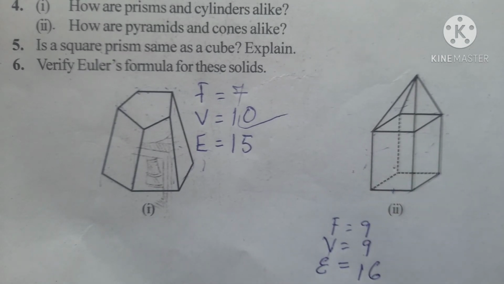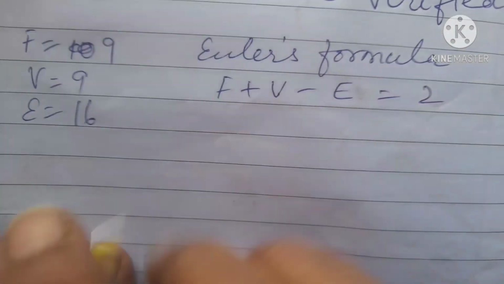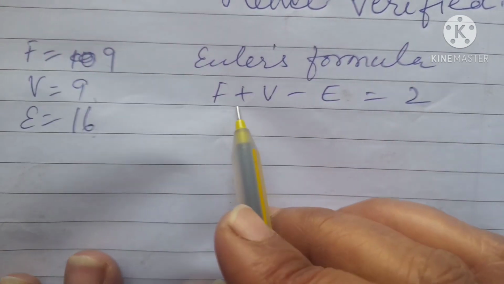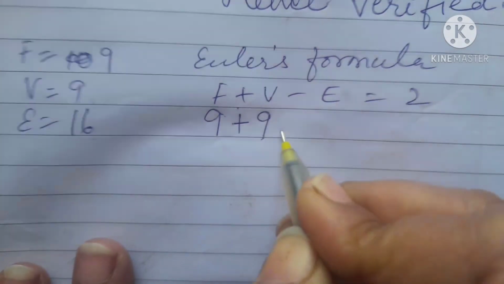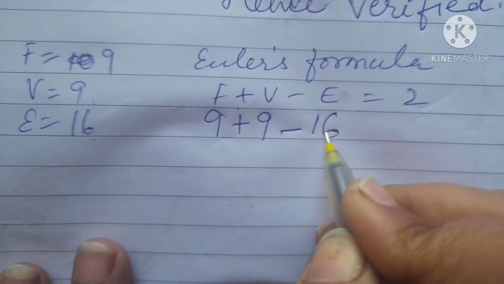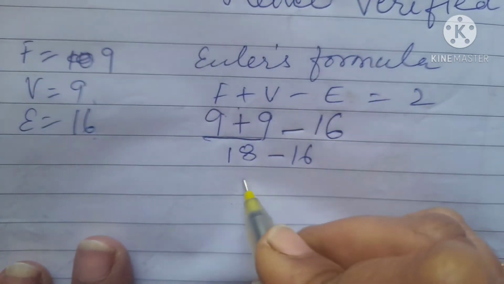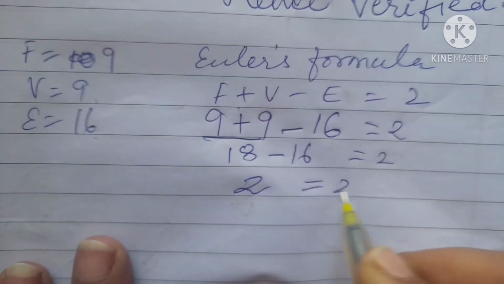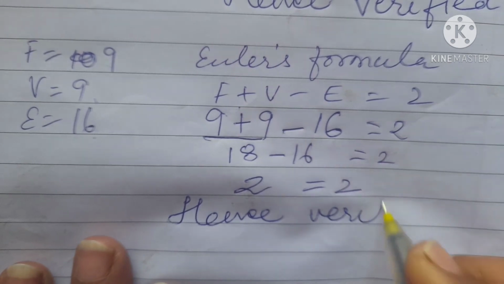Now with this we have to again verify Euler's formula. For Euler's formula we have just counted faces, vertices and edges. We'll put the values here. Number of faces is 9. Number of vertices is 9. Number of edges is 16. 9 plus 9 is 18. Minus 16 is 2. Here the right hand side is 2. So our Euler's formula is verified. Hence verified.